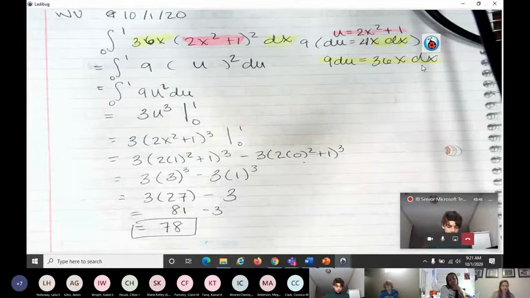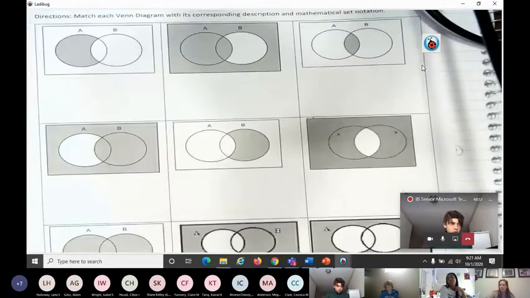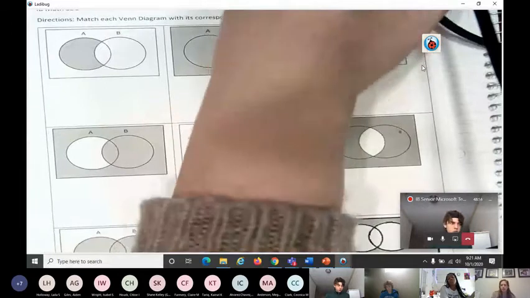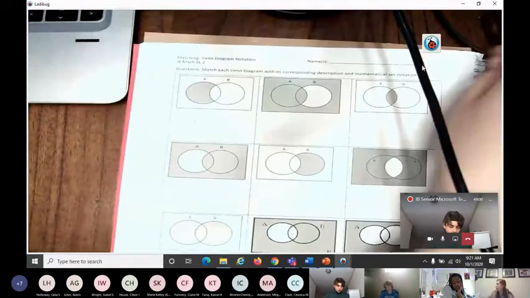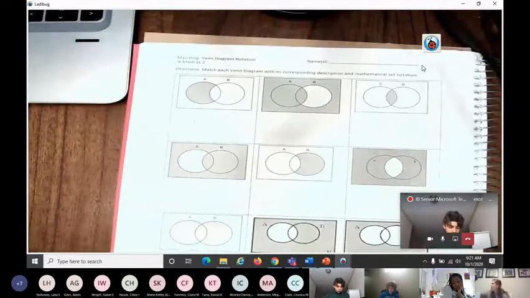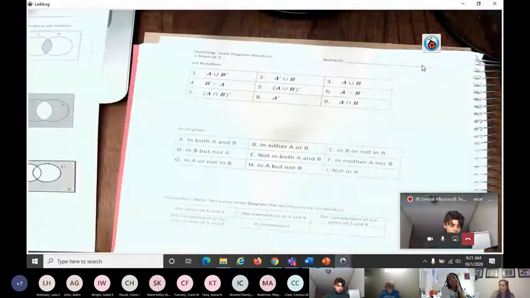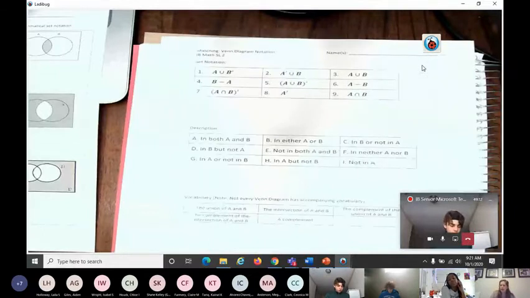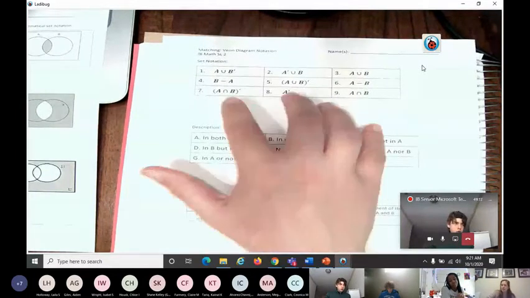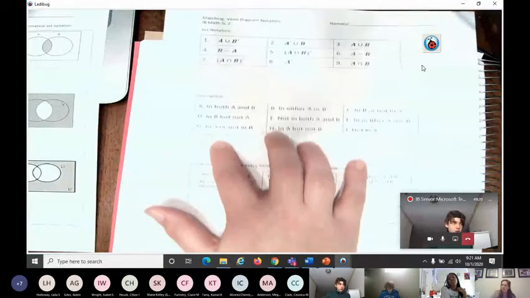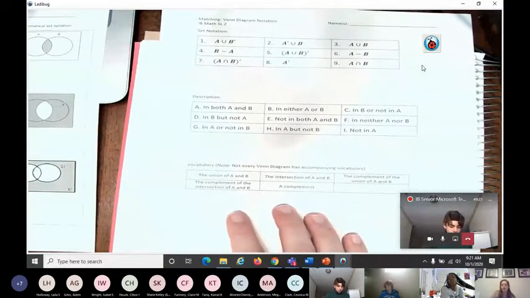So I have this matching activity that I wanted everybody to do, okay? And I have 9 Venn diagrams here. Let me zoom out so you guys can see all the way. Okay, so I have 9 Venn diagrams of all these chords. I have some set notation here, a description, and then vocabulary, okay? There are 9 different set notations, 9 different descriptions, and then there's only 5 vocabulary pieces, so not every single Venn diagram will have a vocabulary piece.